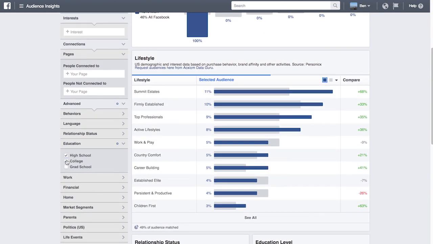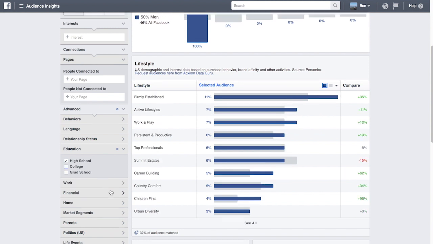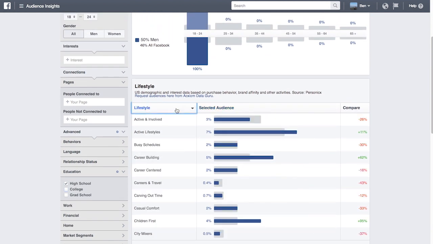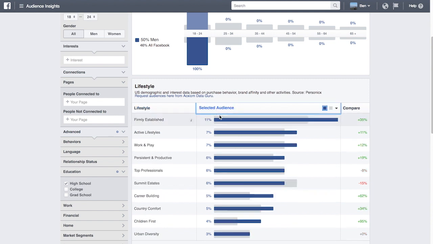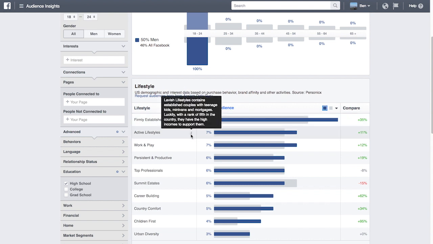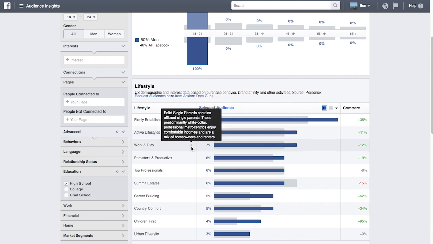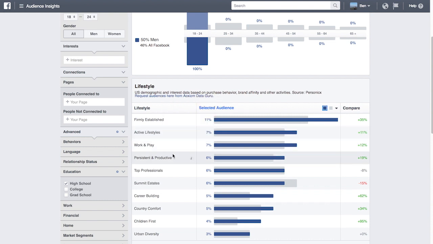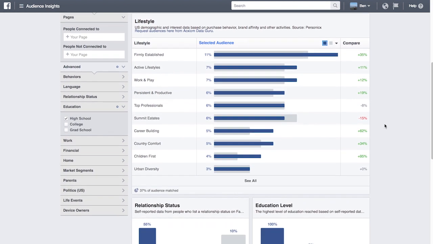Okay, so let's actually change that back to high school. And let's see the audience. So firmly established, okay, 18 to 24 with a high school education. 11% are firmly established. 7% live active, lavish lifestyles. 7% work and play. 6% persistent and productive. And this is just lifestyle. Okay, this is one example.